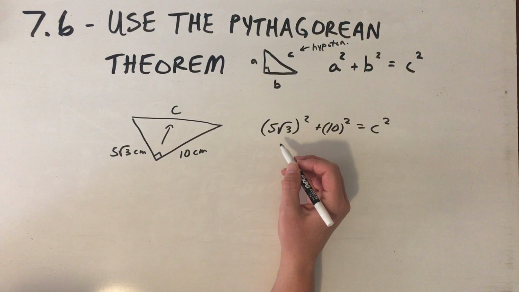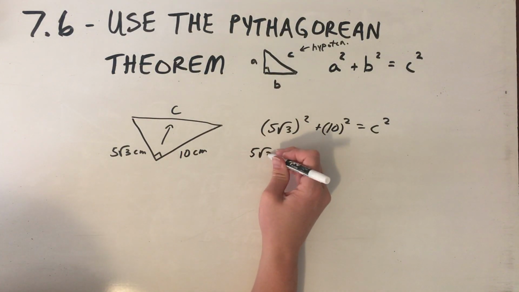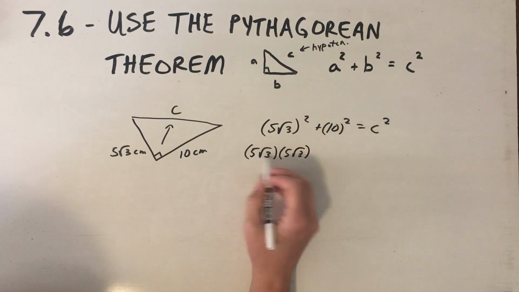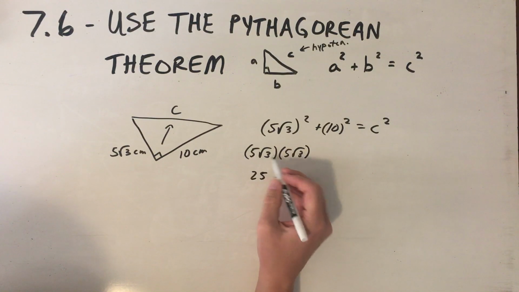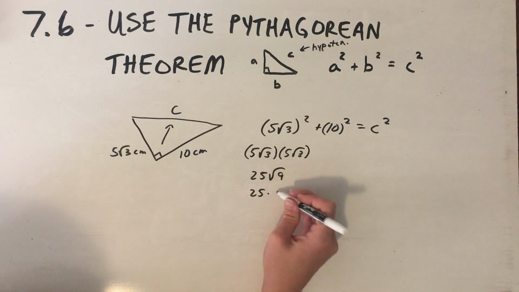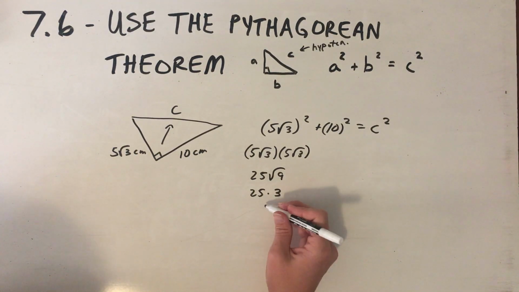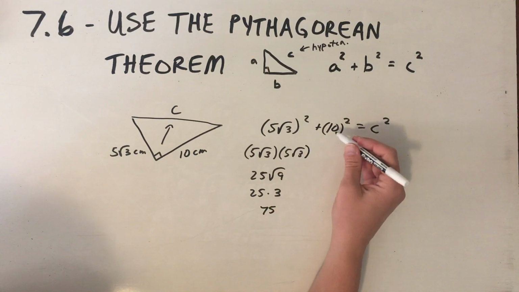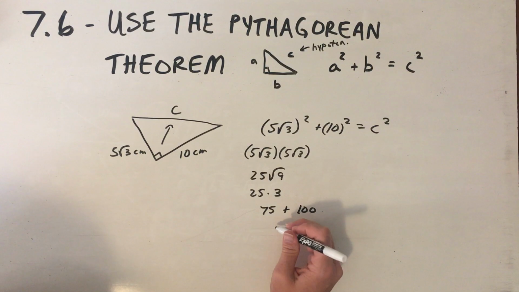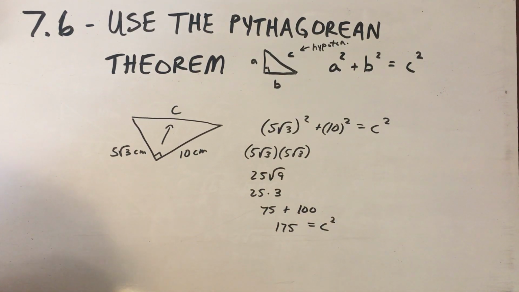Well, 5 square roots of 3 squared means that I have 5 square roots of 3 multiplied by 5 square roots of 3. I have it twice. 5 times 5 is 25, and the square root of 3 times the square root of 3 is the square root of 9, which is just 3. When this comes out, it's related through multiplication, so I get 75, and of course 10 times 10 is 100, so 75 plus 100 is going to give me 175. That's what's equal to c squared.